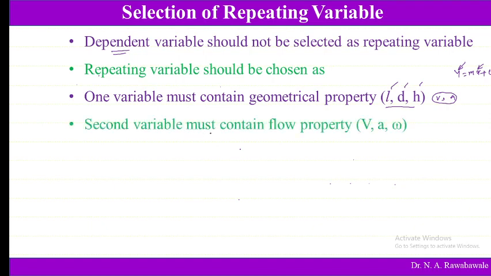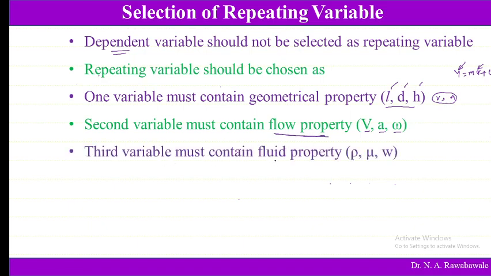Then the second variable must contain a flow property, just like velocity, acceleration, angular velocity and so on. And the third variable must contain a fluid property such as density, viscosity, weight density, kinematic viscosity and so on. So these are the three types of variables that can be chosen as the repeating variables. First should have a geometrical property, second should have a flow property, third should have a fluid property.